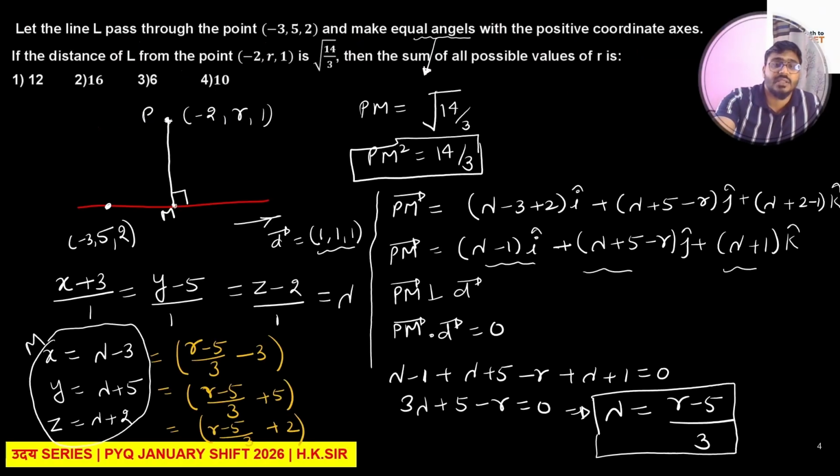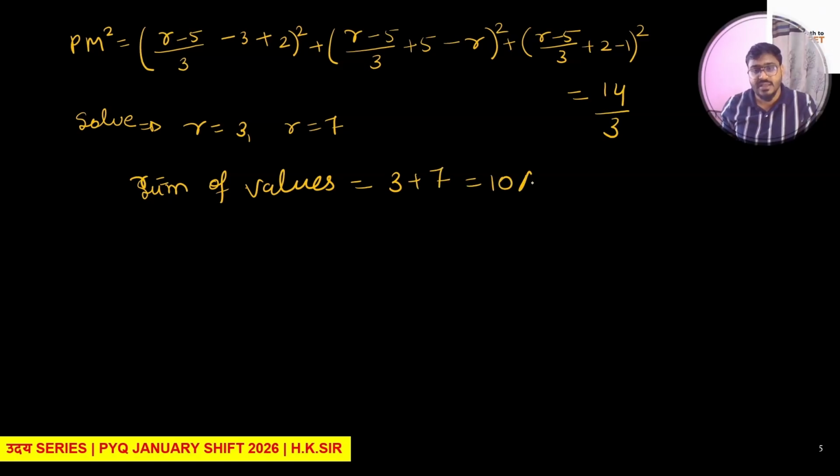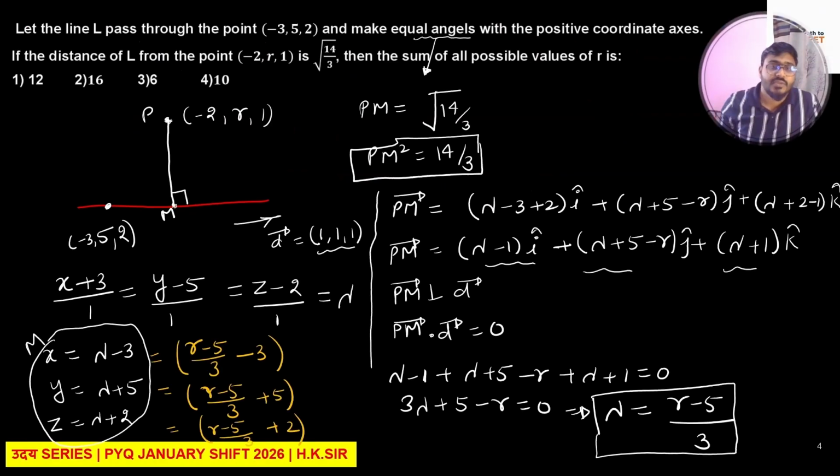So what they are asking? They are asking sum of all possible values of r. So there are two possible values of r, that is r equal to 3 and 7. So sum, what is the sum? Sum of values is 3 plus 7, that is 10 is our final answer. Okay, तो थोड़ा सा कैलकुलेशन है, देख लेना. That is fourth option.